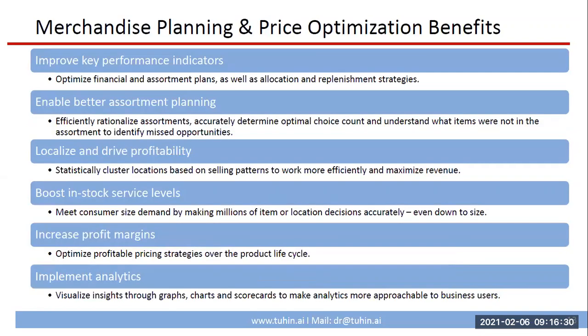So what are the price merchandise planning and price optimization benefits? First of all, improve the key performance indicators. That's a very important thing. Enable better assortment planning, localize and drive profitability, boost in-stock service levels, increase profit margins. And the last part is very important: implement analytics.